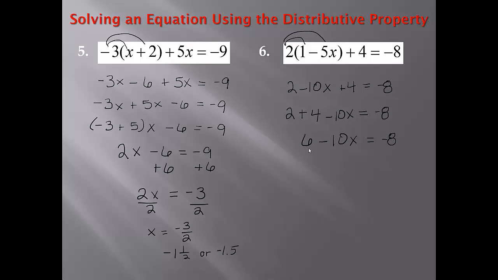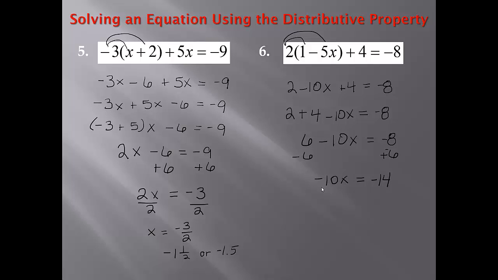And now I need to get this 6 to the other side. Since I have no sign in front of it, it is a positive 6, so the opposite would be to subtract 6 from both sides. 6 minus 6 is 0, so I have negative 10x equals, and negative 8 minus 6 would be negative 8 plus negative 6, which would be negative 14.